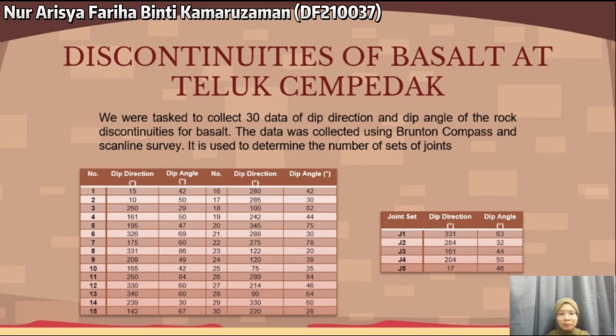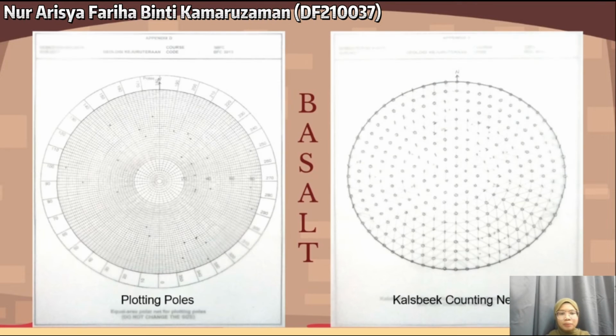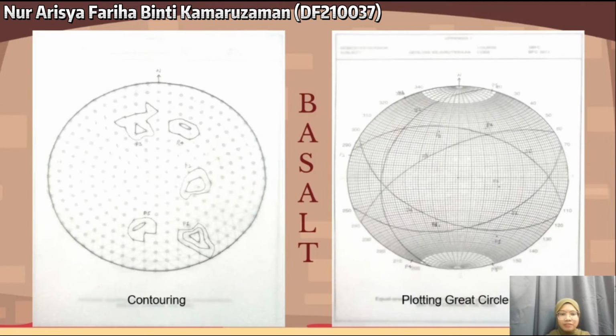To know the number of joint sets, firstly, we must plot the dip direction and dip angle that we collected onto the equal area polar net using tracing paper. In the equal area polar net, the dip direction is outside the circle and the dip angle is inside the circle. Then the number of data in each hexagon is calculated using the Kalsbeek counting net. This part makes it easier for us to create contours. After that, the contour can be drawn and we are able to know the number of joint sets.